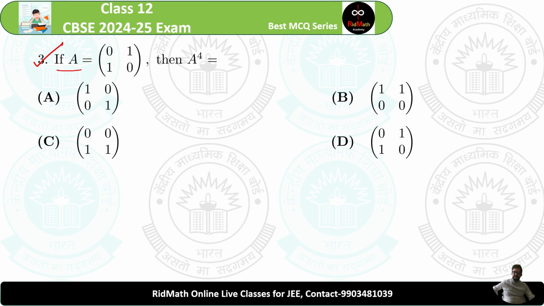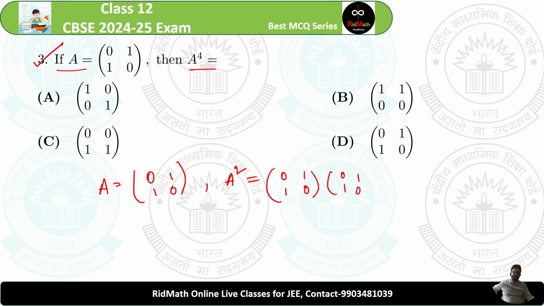Problem number 3. A is equal to [0, 1; 1, 0]. Then A to the power 4 is what? So what is A? A is equal to [0, 1; 1, 0]. Now find A square. That means A multiplied by A. That means [0, 1; 1, 0] again [0, 1; 1, 0]. So this is row and this is column.